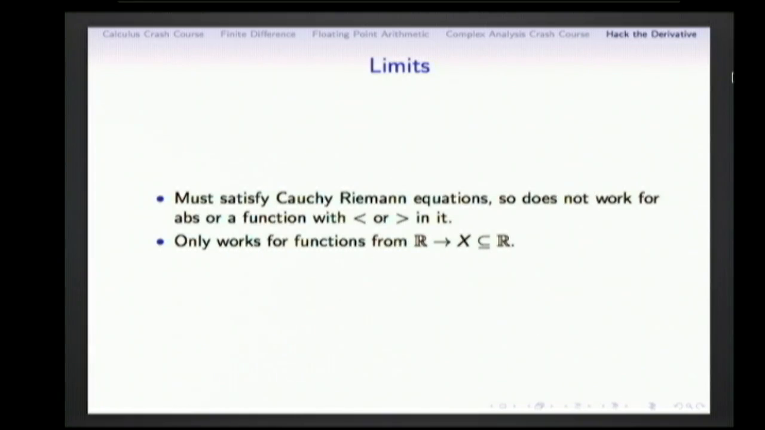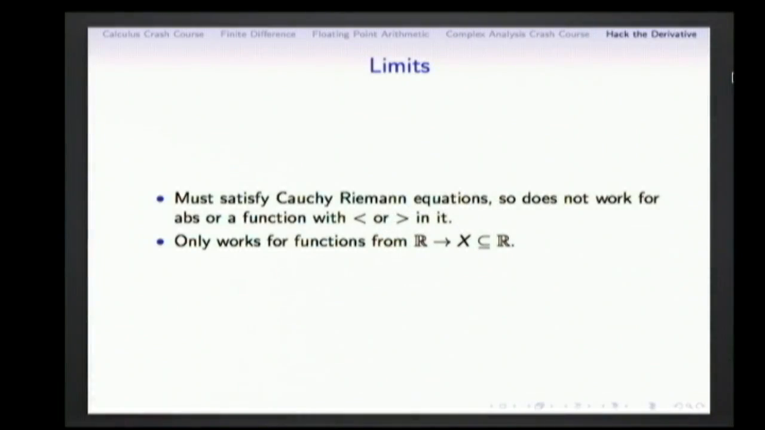So there are some limits. Like we saw, we need to be able to implement the complex version of the function, and that may not work everywhere. It's also not going to work for non-analytic functions, because the Cauchy-Riemann equations aren't going to hold. So absolute value is not going to work. Absolute value doesn't have a derivative at 0.